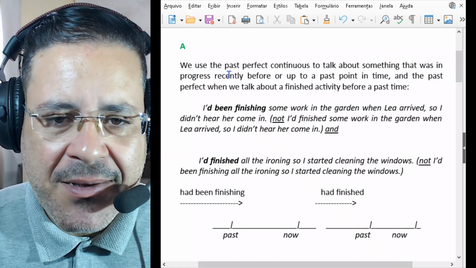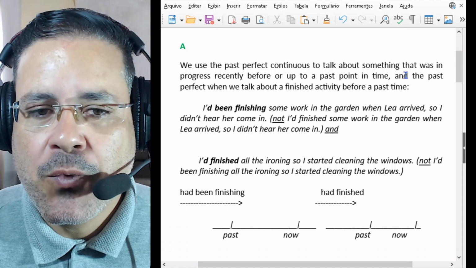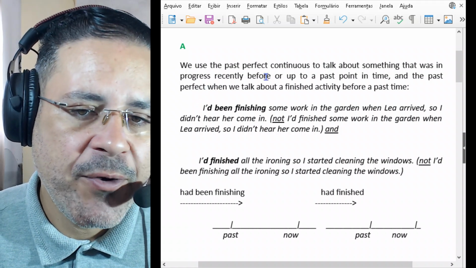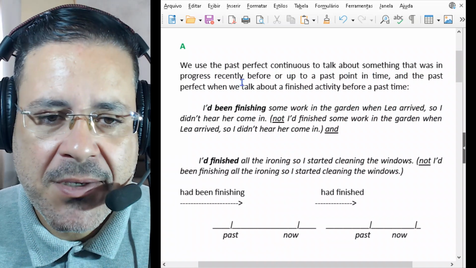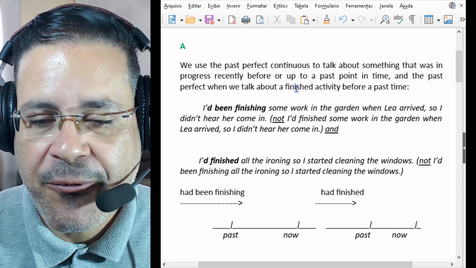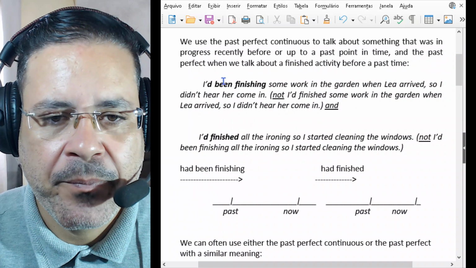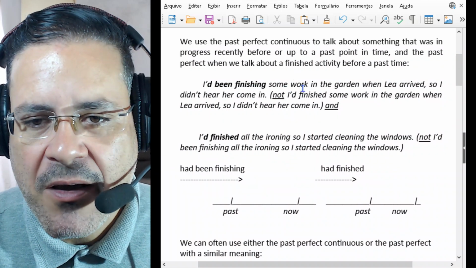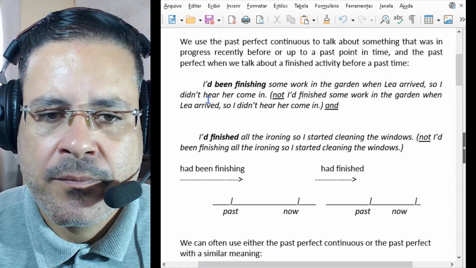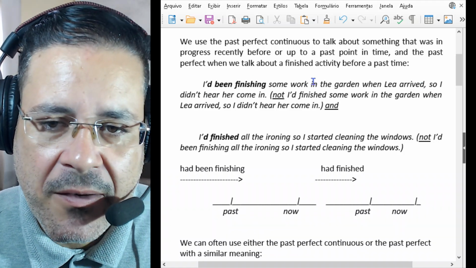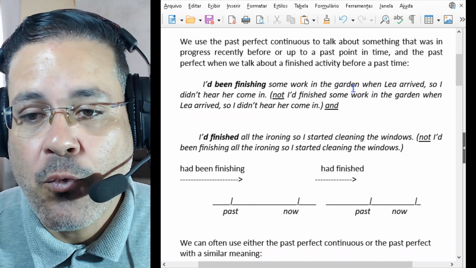We use the past perfect continuous to talk about something that was in progress recently before or up to a past point in time. And the past perfect when we talk about a finished activity before a past time. So, for example, I'd been finishing some work in the garden when Leah arrived. So, I was finishing some work in the garden. This is a past event in progress when Leah arrived.